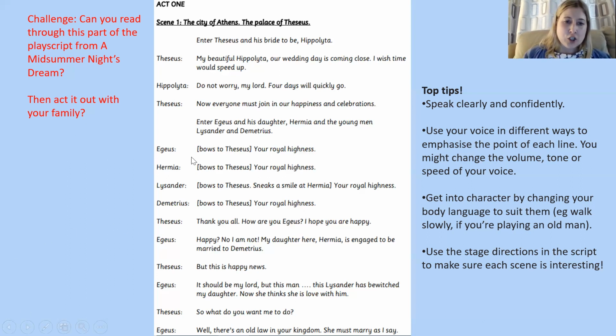Let's have a little look. Do we read bows to Theseus out loud? No, we don't. Can you tell me why we don't read that? Well done. We don't read bows to Theseus out loud. This is parenthesis. This is our extra information that is given for our actors and actresses to tell them what to do. We don't need this character saying this out loud. The audience don't need to know, they want to see it. So this character has to bow.